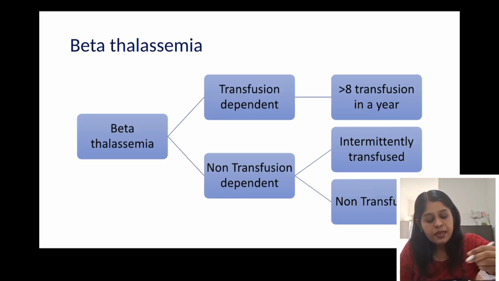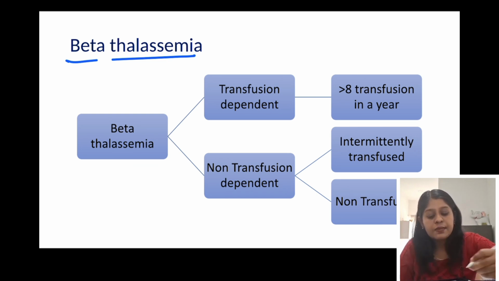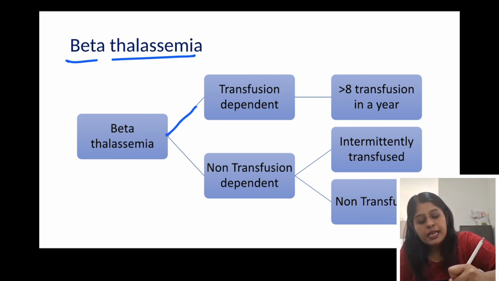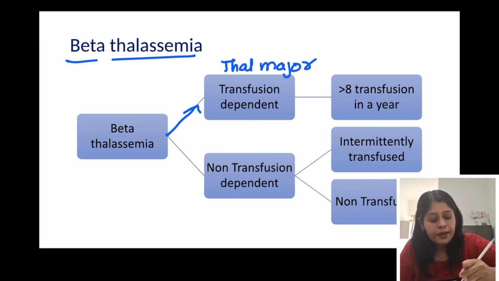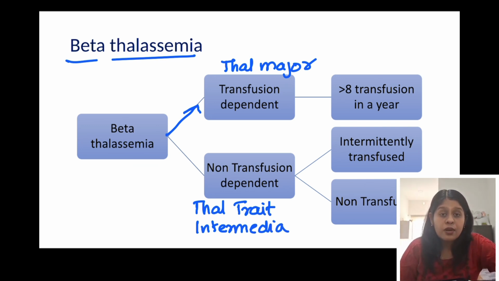So beta thalassemia, as we know, can be classified into transfusion dependent and non-transfusion dependent. Transfusion dependent will be your beta thal major, and non-transfusion dependent will be beta thal trait or intermedia. When do you call it transfusion dependent? When the patient is transfused more than 8 times in a year. Non-transfusion dependent if they are transfused intermittently or have never been transfused.